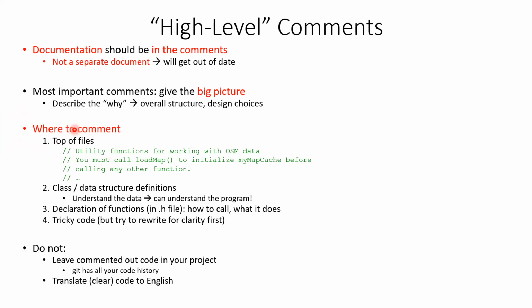Where to comment? First, the most important, top of files. At the top of each file you have, if the comments are not there, try to add them, explaining what this file is about. This will describe the biggest picture of the file. Before the data class and data structure definitions, this helps us to understand the data. And in most cases, understanding the data means understanding the code. Understand the data: why are you putting them into these data structures, and what do these data structures contain?